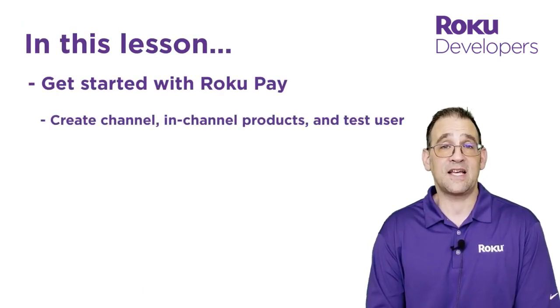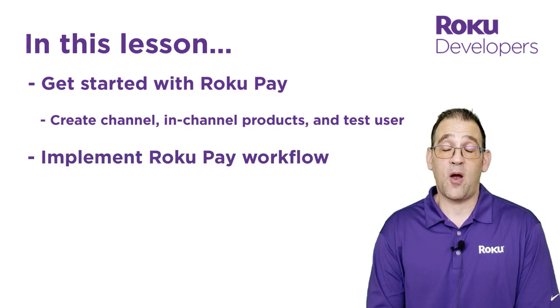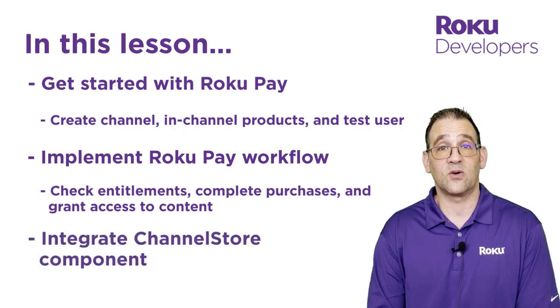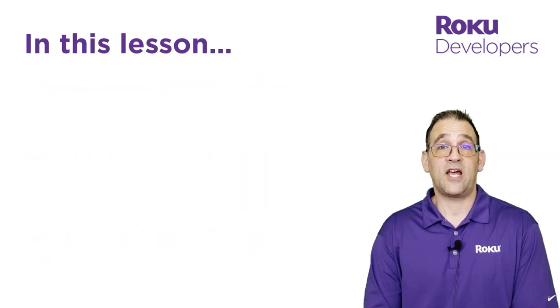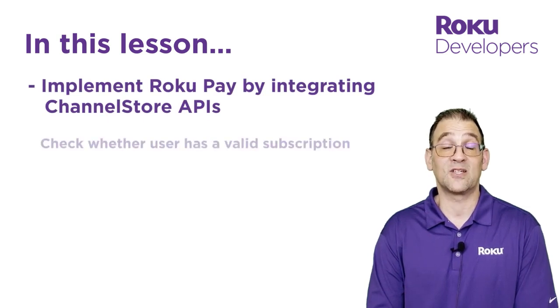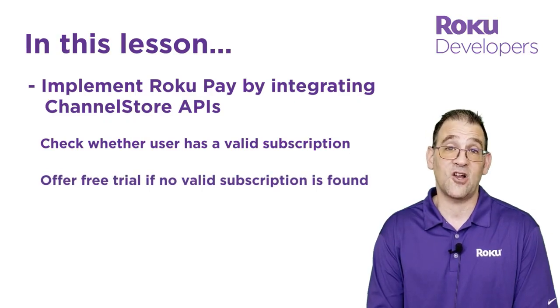In this lesson, you'll learn how to get started with Roku Pay, including how to create a channel, in-channel products, and test users who can make in-channel purchases free of charge for testing purposes. Implement the Roku Pay workflow from checking entitlements to completing purchases and granting access to content, and integrate the channel store component. We'll update the channel using the channel store API so that pressing the play button checks whether you're entitled to the content in the channel, and then offering a free trial subscription in case you're not.